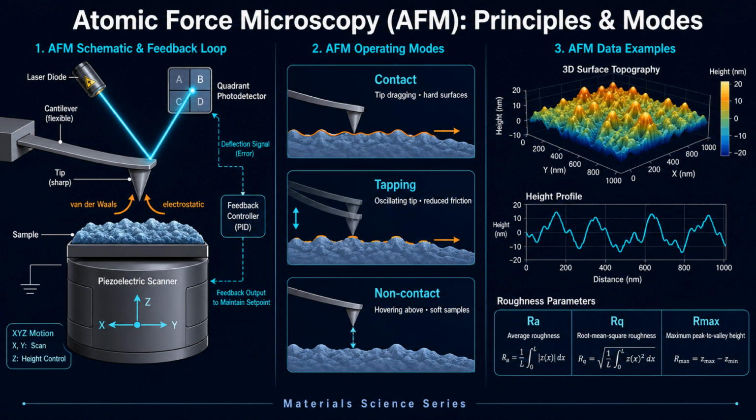As the tip approaches the surface, forces between tip and sample, including van der Waals and electrostatic forces, deflect the cantilever. A laser reflected from the cantilever back to a photodetector precisely measures this deflection. The sample is scanned beneath the tip using piezoelectric actuators, building up a 3D map of surface height.